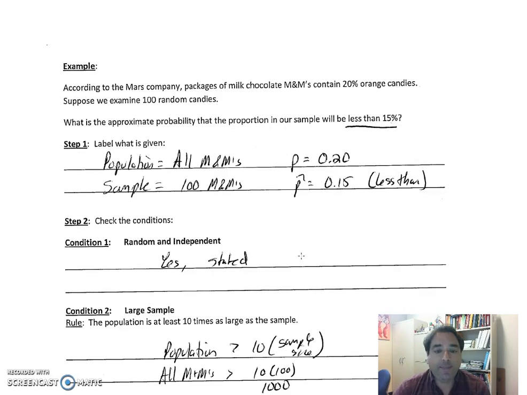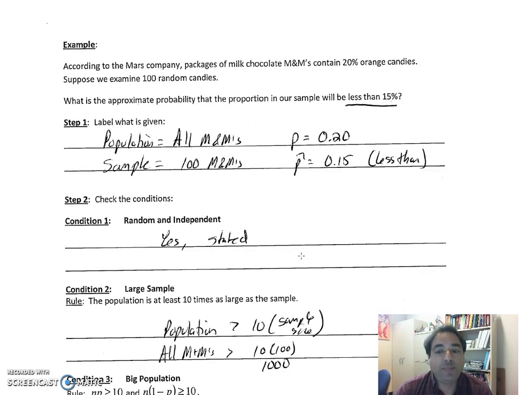According to the Mars Company, packages of milk chocolate M&Ms contain 20% orange candies. Suppose that we examine 100 random candies. What is the approximate probability that the proportion in our sample will be less than 15%? Again, the population is all M&Ms. Think about all the M&Ms in the world. And we're only sampling 100 M&Ms. We know that 20% of all M&Ms, p, 0.20, representing everybody, we're trying to find out p hat, what's the chance of getting less than 15%.